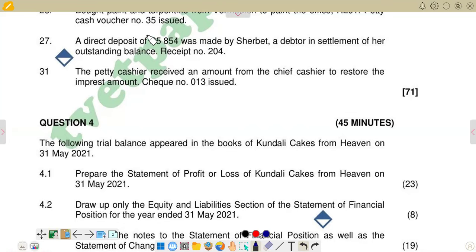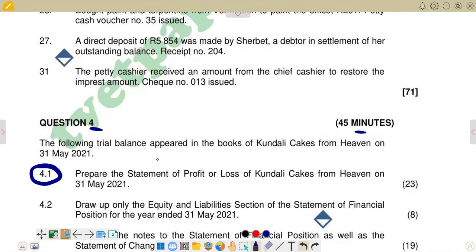In this video, we're going to look at the question paper of November 2023. On that question paper, we're going to look at question 4. This question 4 is on the preparation of the statement of profit or loss. It requires you to spend 45 minutes on that question, and we are only going to look at part 4.1.